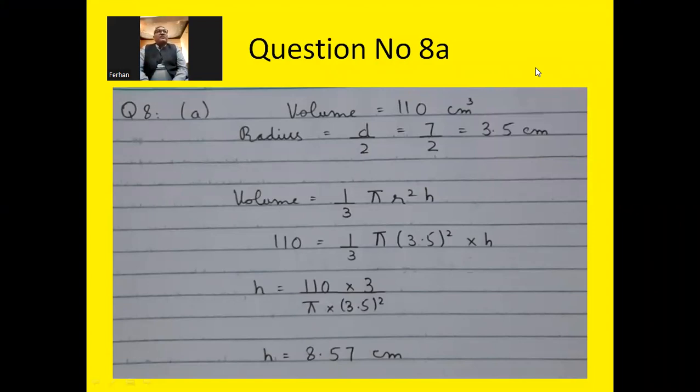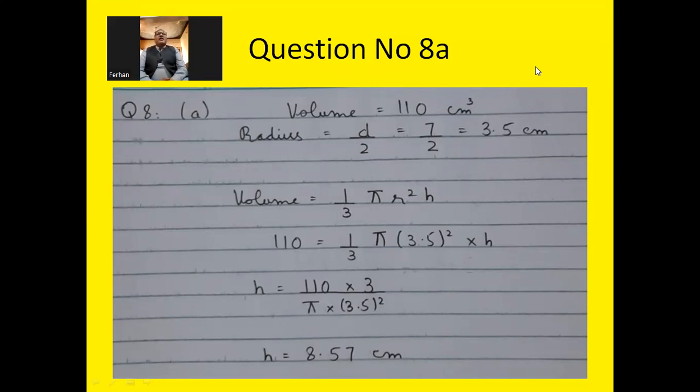So, question number 8, the volume is already given. That's 110 centimeter cube. The radius will be half of the diameter, that will be 7/2, that will be 3.5. So the formula for the volume of the cone is 1/3 pi r square h. So 110 equals 1/3 pi 3.5 square multiplied by h.